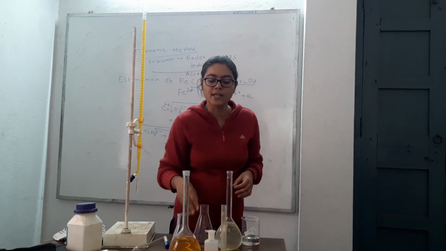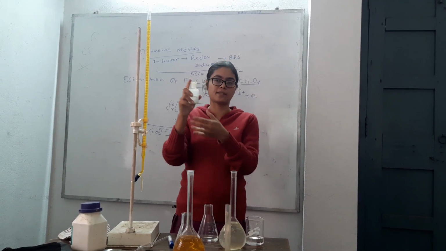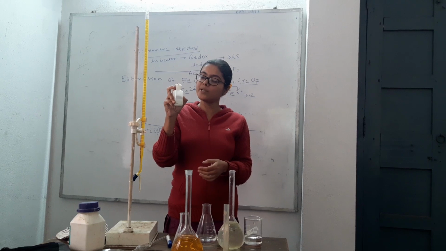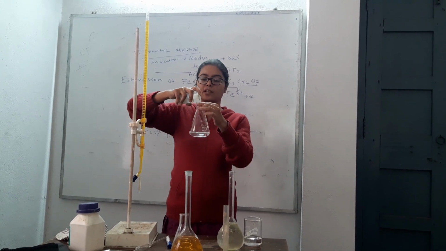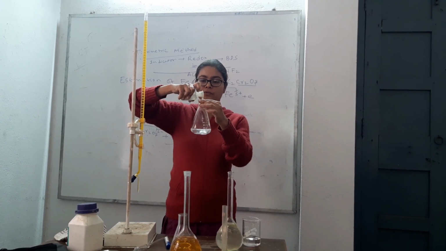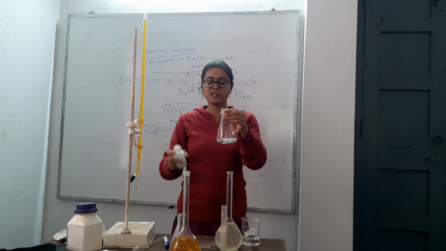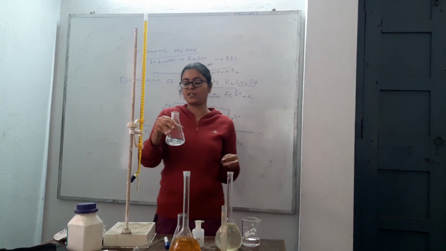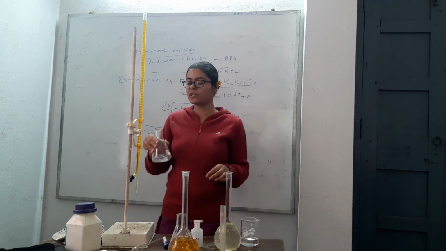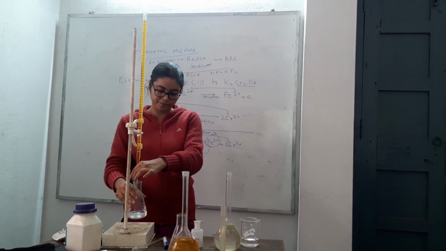And then we add the redox indicator. This is BDS, barium diphenylamine sulfonate. We add this in 4 to 5 drops. Okay, and then this indicator, and all is here. Now we start our titration and let's see what happens.